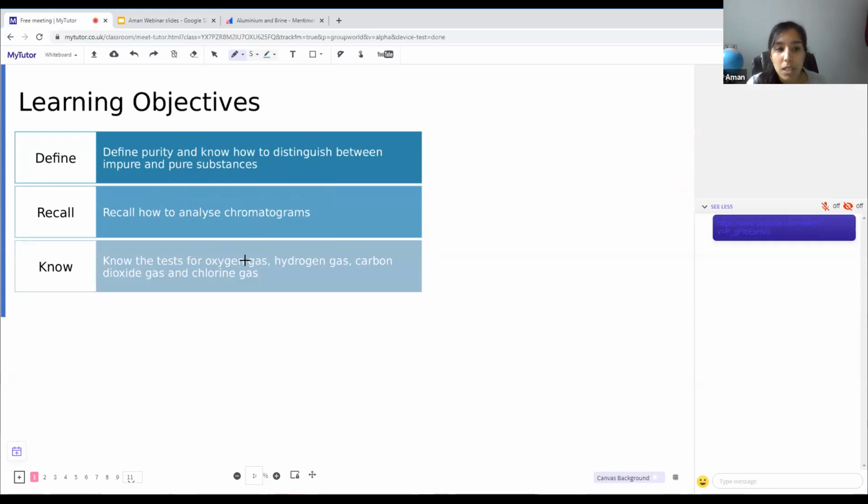And then we need to know the tests for these 4 gases, and all the exam boards want you to know these tests. All the exam boards want you to know how to analyse chromatograms, and defining purity is mainly on AQA, but most of the exam boards do want you to know what purity is, and how to distinguish between the impure and pure substances. These are all core topics as well.